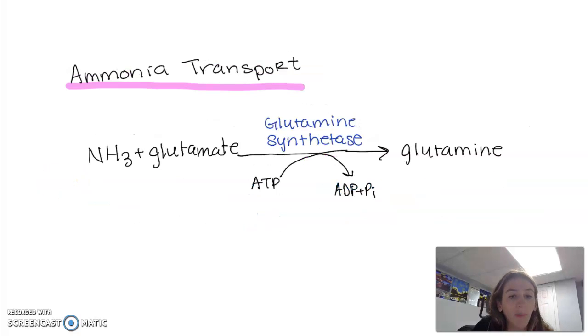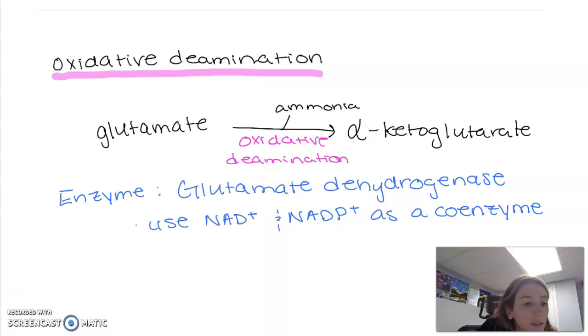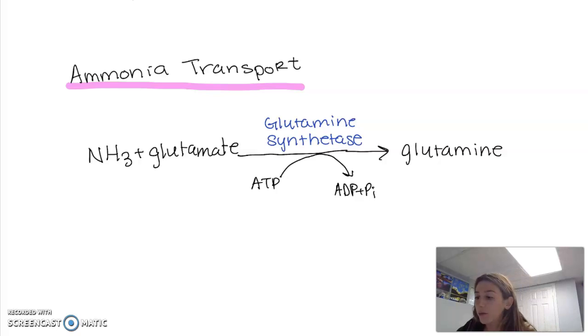And then we'll talk about ammonia transport. Ammonia produced by peripheral tissues is toxic in the blood, and it needs to be reconverted before being transported to the liver. So that's this process here.